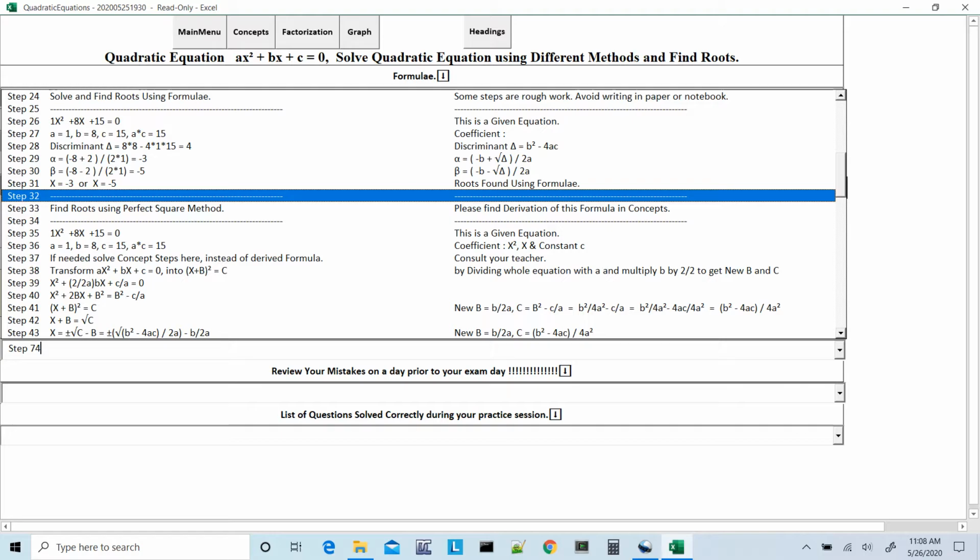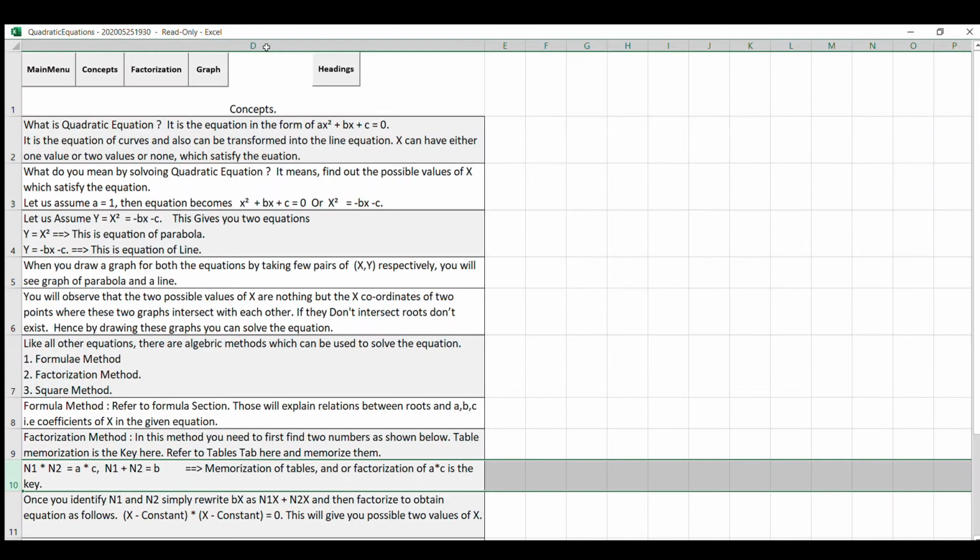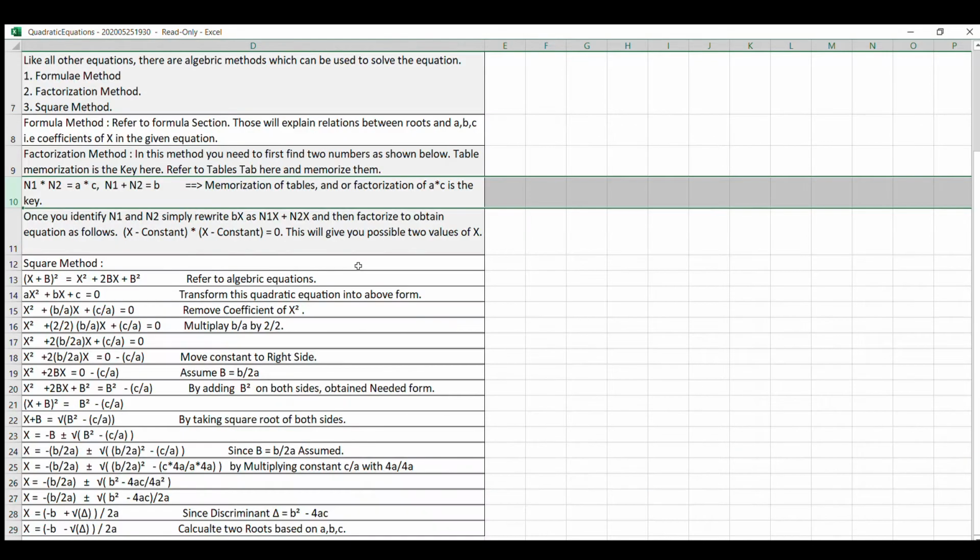So this is the way you use the formula and solve the sum. Pretty straightforward. Just remember these formulas properly and simply use the a, b, c values and then solve the sum. You're done. So this is your formula method. Now let's go back to square method. But before that, let me explain the square method.